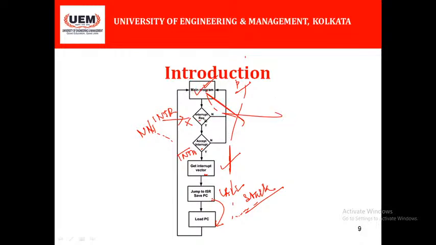If there is no interrupt, then we will continue the main program. If the interrupt is not accepted, that means the INTA bar signal is 1, that means the interrupt is not accepted, then we will continue the main program execution.